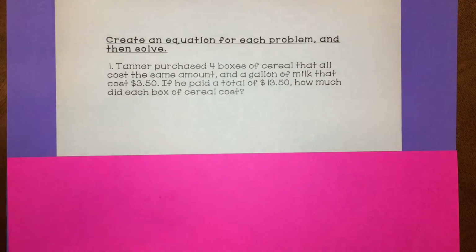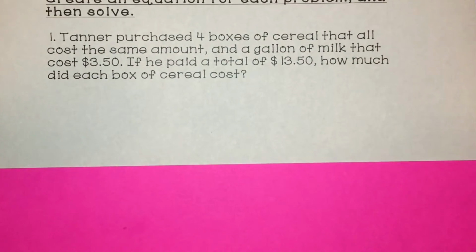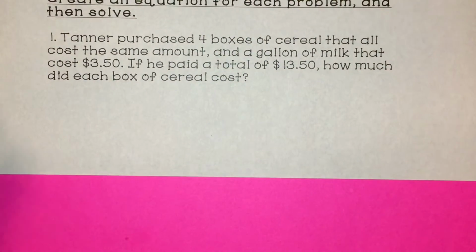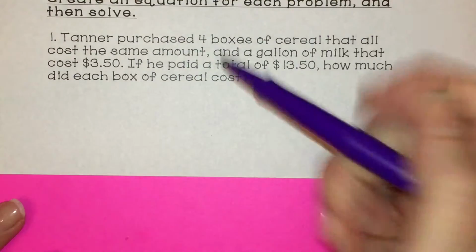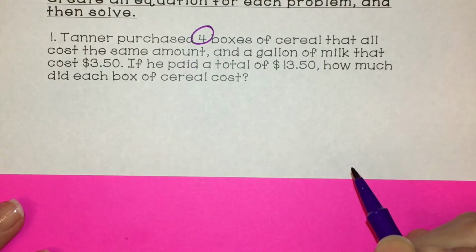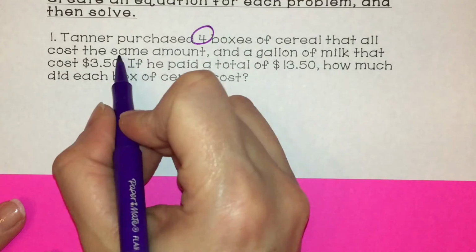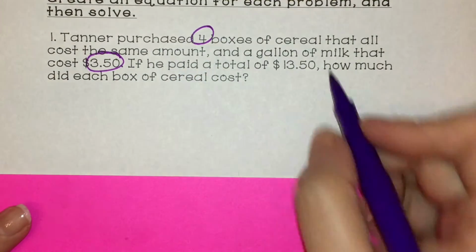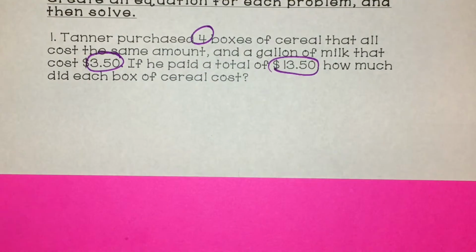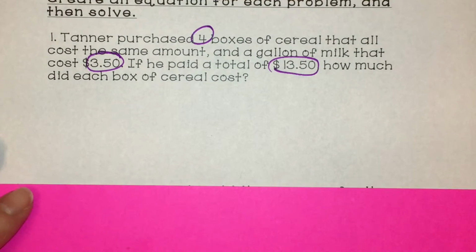All right, so I'm going to zoom back in. All right, Tanner purchased 4 boxes of cereal that all cost the same amount and a gallon of milk that costs $3.50. He paid a total of $13.50. How much did each box of cereal cost?